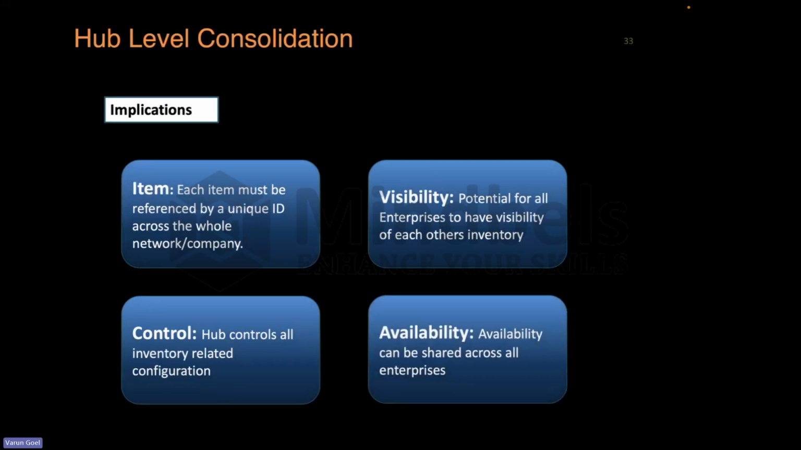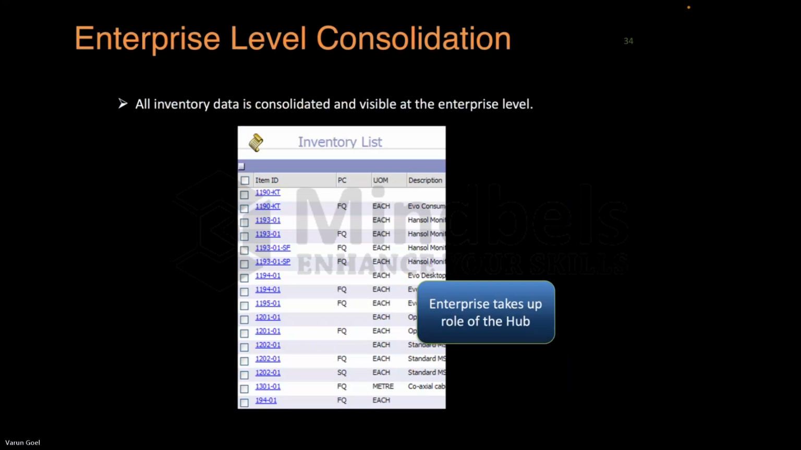Availability can be shared across all enterprises. Definitely, availability of an item can be shared across my pharmacy and beauty organizations, because it helps me to sell more and provide more options to the customers. So these are enterprise level consolidations when you decide to maintain inventory organization at the enterprise level.